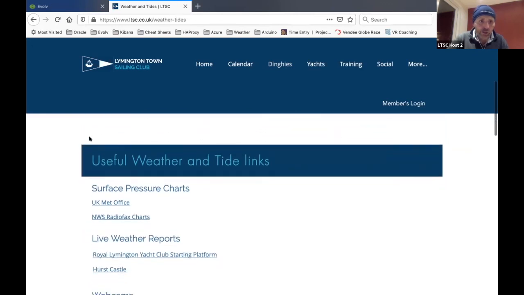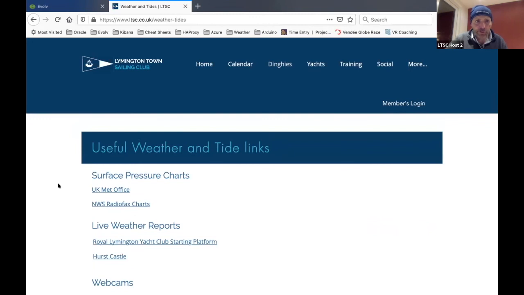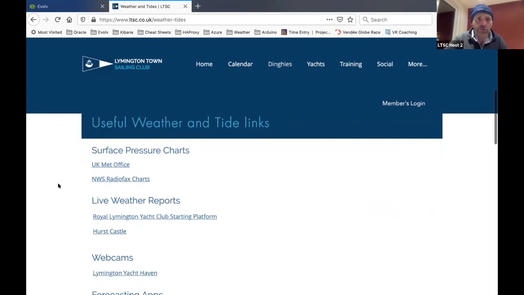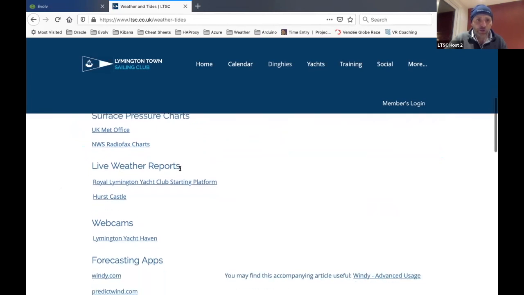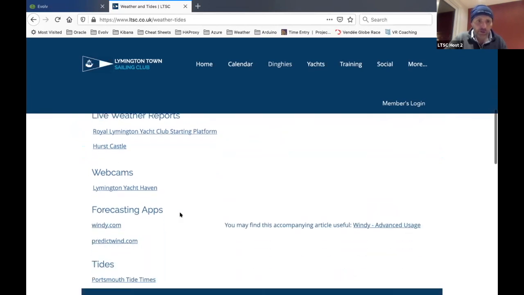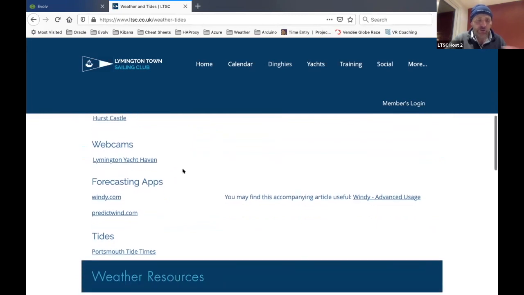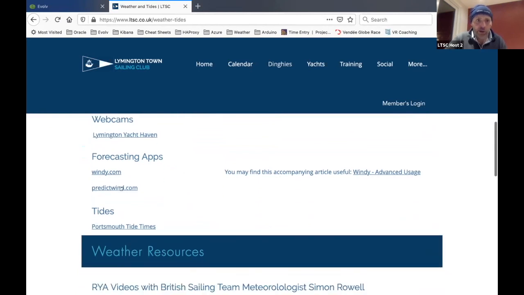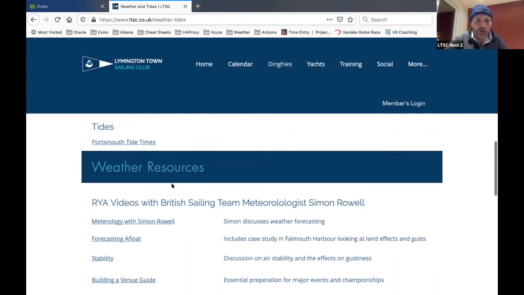And what I've done is I've put it all in the order you would need to do your brain casts and weather analysis. If you remember the way we did it a few weeks ago, we looked at the surface pressure charts first. We looked at live weather reports. We looked at the webcam so we could see what was happening on the river, looking there for mean direction and haziness, cloud cover, whatever else. A couple of forecasting apps for you and the Portsmouth tide times. And then we worked down to weather resources.